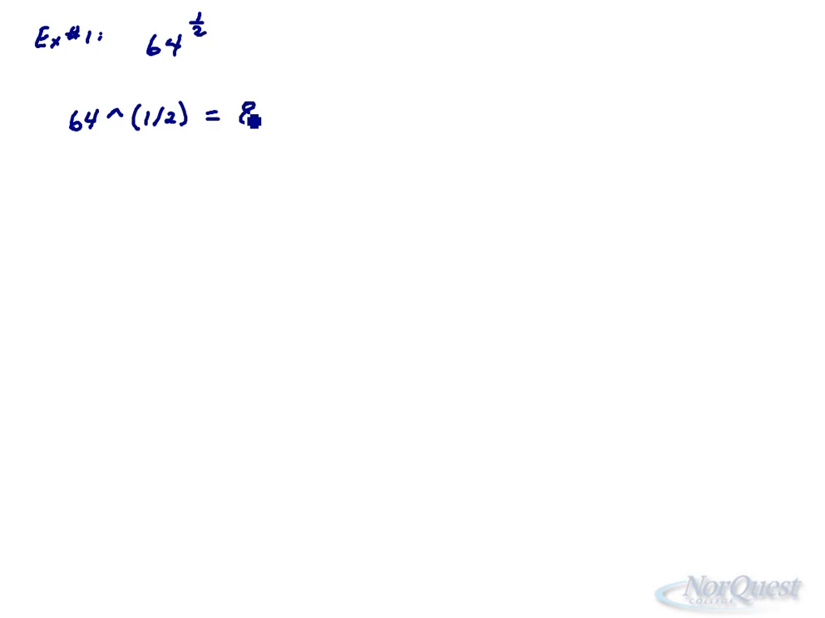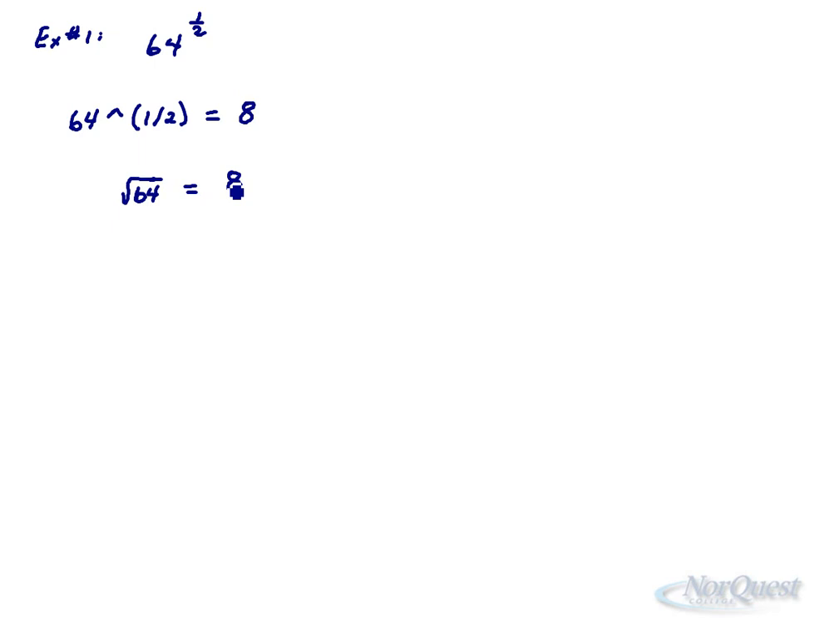The other way you can look at this is that anytime you see a denominator, the denominator tells you what root you need to take. So this is going to be the square root of 64, because the denominator is 2. And we already know that we don't show an index of 2. So the square root of 64 is 8.